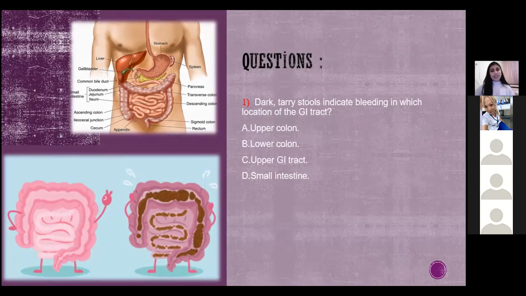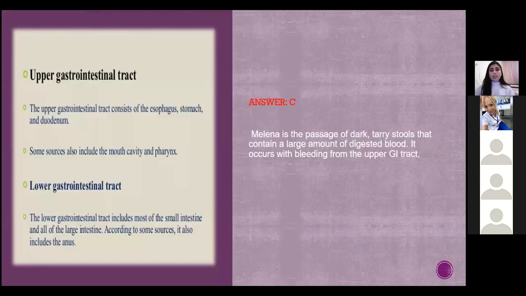The answer is C. Melena is the passage of dark, tarry stools that contain a large amount of digested blood. It occurs with bleeding from the upper gastrointestinal tract. And there is some definition about upper gastrointestinal tract. You can see.